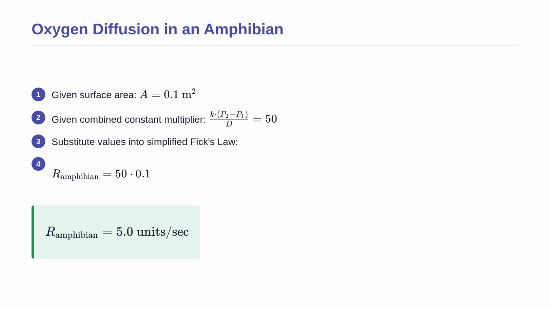We substitute the surface area into our simplified Fick's law equation. Multiplying 50 by 0.1 gives us a final rate of 5.0 units of oxygen per second. This relatively low number explains why amphibians are generally small and cannot sustain high activity.